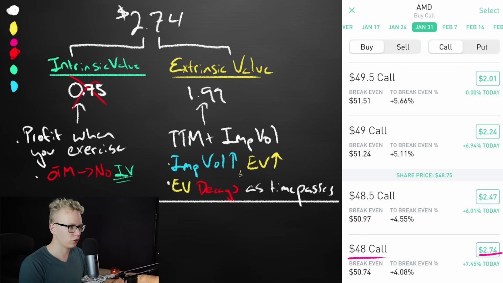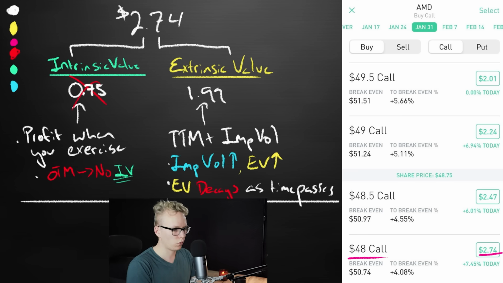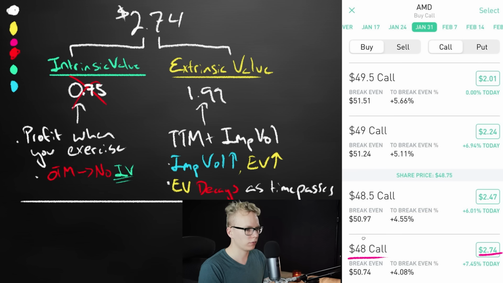But just so you get the idea in your head, let's go ahead and exercise this option. So we have this $48 call. We exercise it. We make our intrinsic value. We make $75 because they're equal to each other. This $75 profit you make from exercising is built into the premium, and we call that part of the premium intrinsic value. So they have to be equal. So $75 when you exercise it.